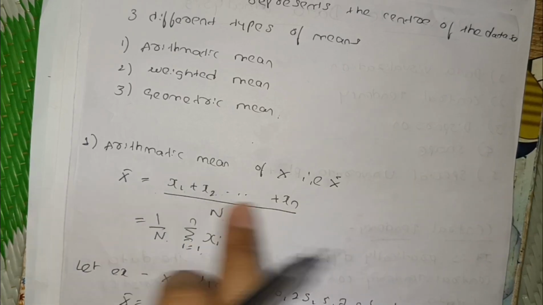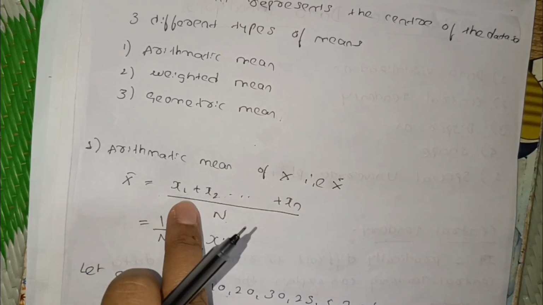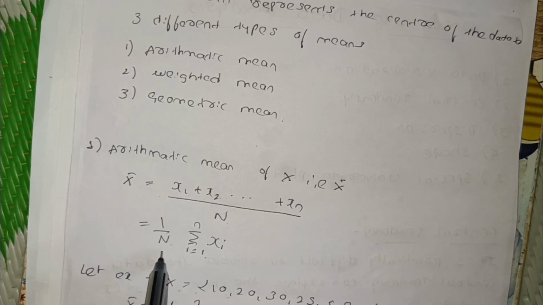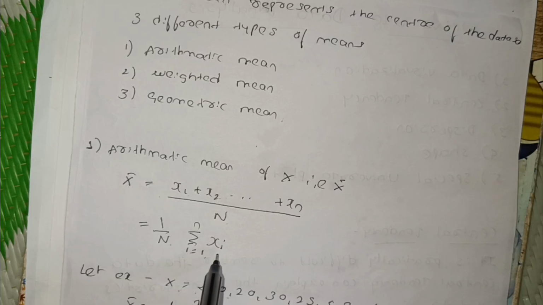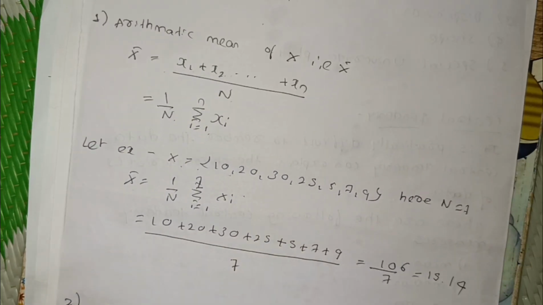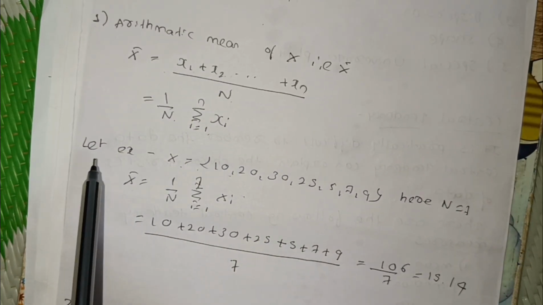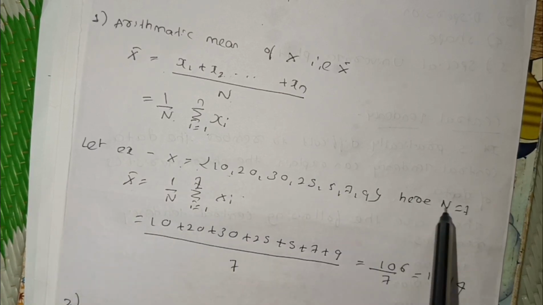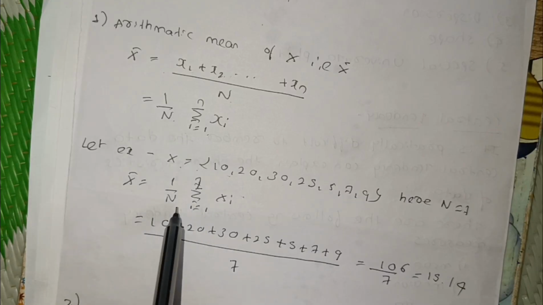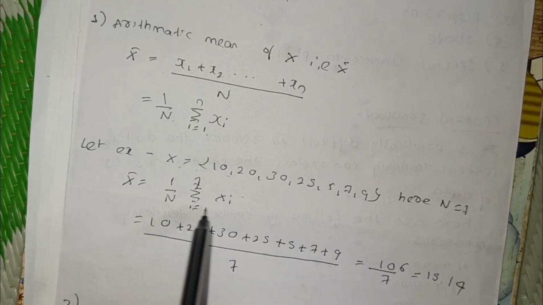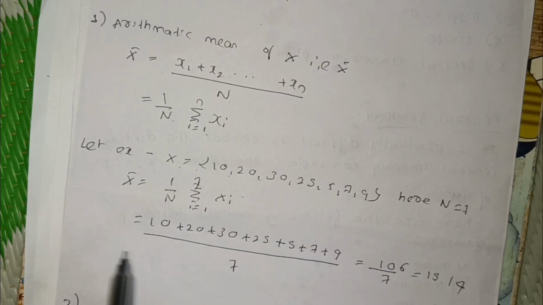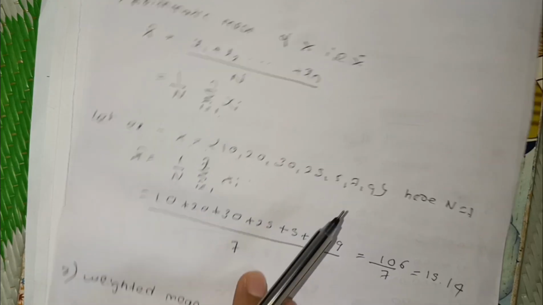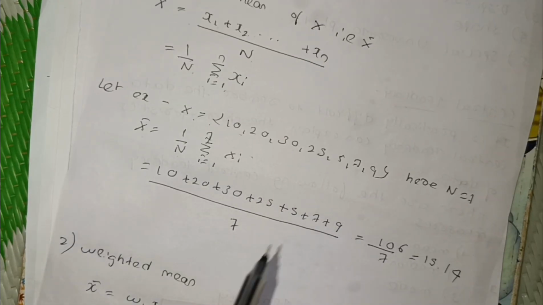It can be calculated by using the formula x bar equal to x1 plus x2 and so on up to xn divided by n. It can be also written like this: 1 by n summation of i equal to 1 to n xi. Let's see one simple example on this. X equal to 10, 20, 30, 25, 5, 7 and 9. Here n equal to 7. Using the formula 1 divided by n summation of i equal to 1 to 7 xi, add all these elements and divide by 7. It will be equal to 15.17.